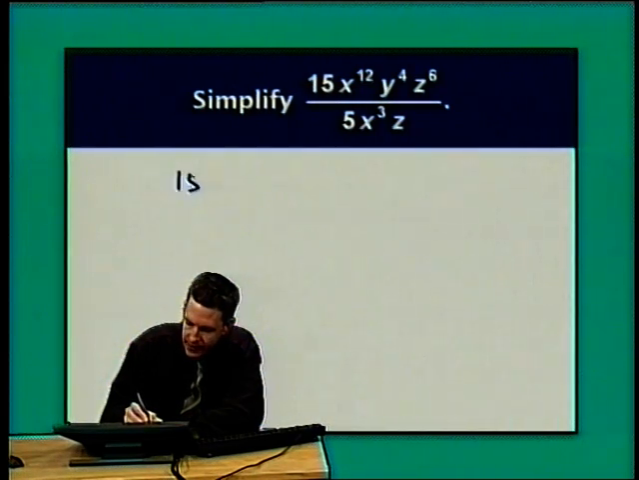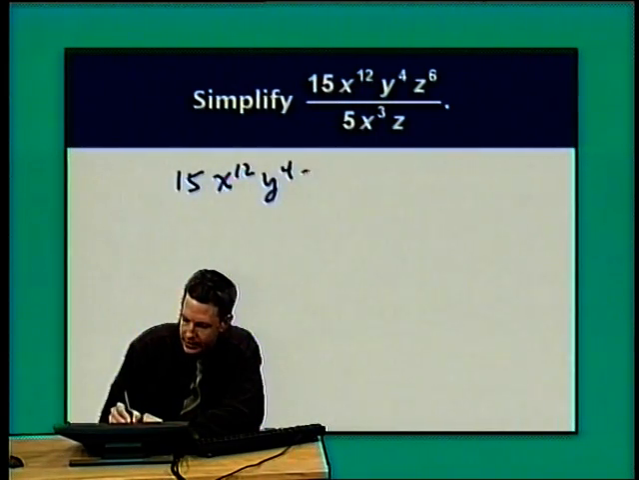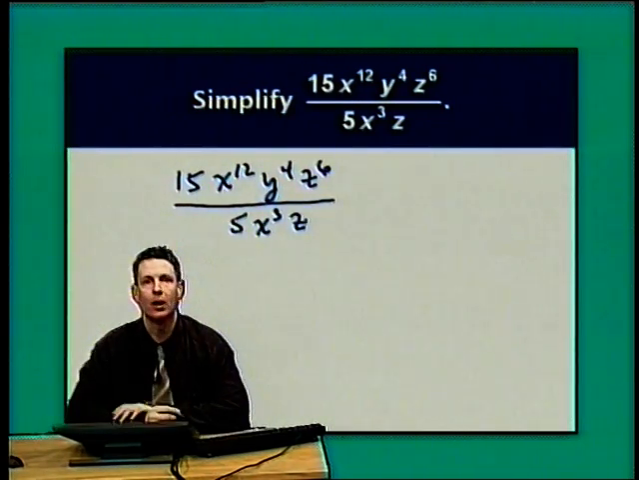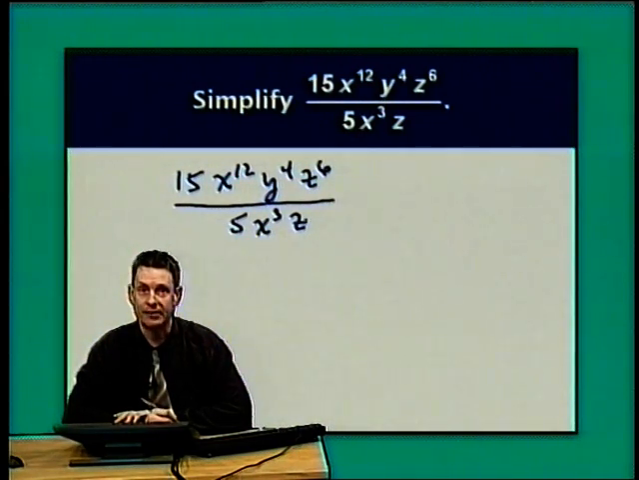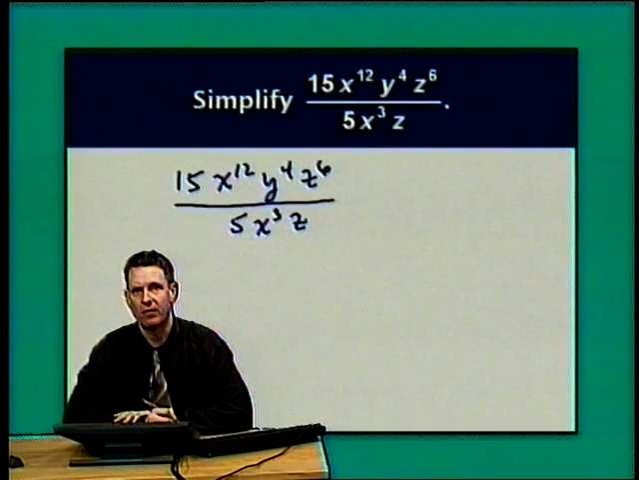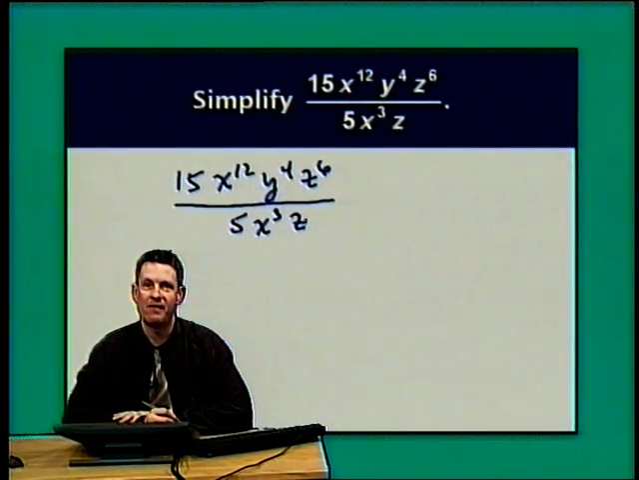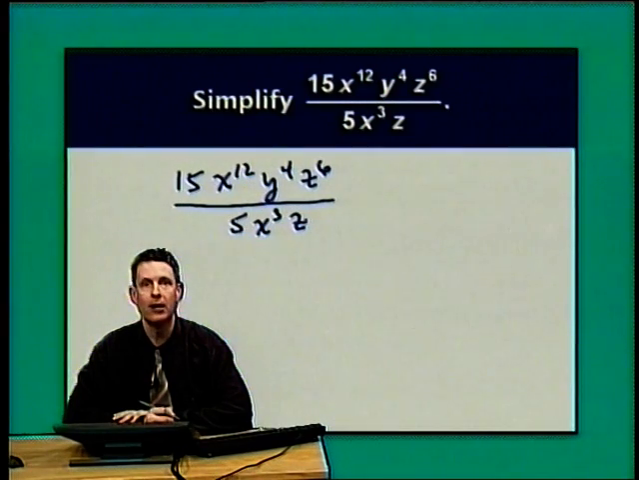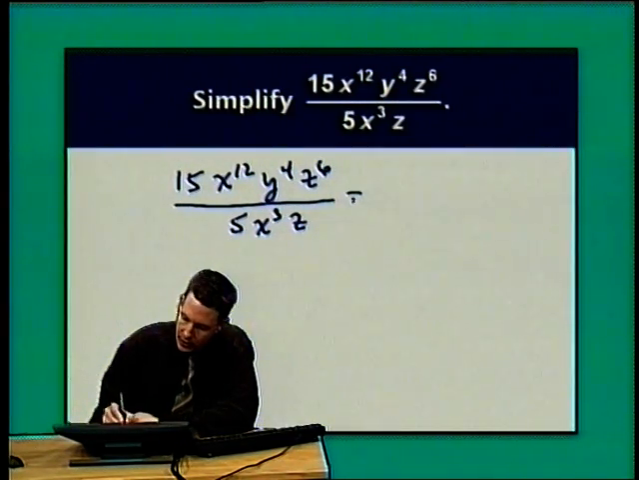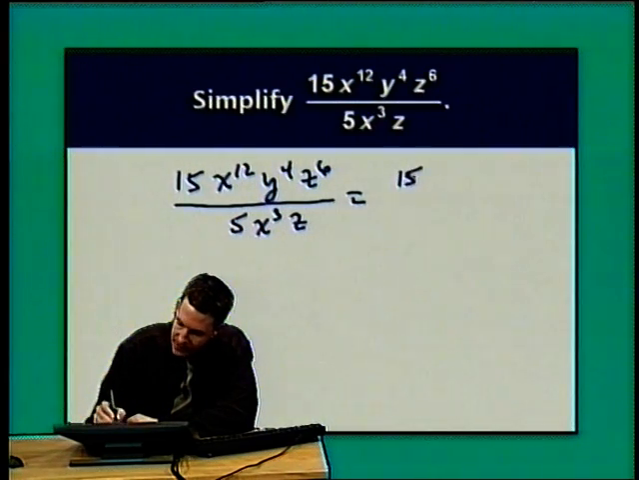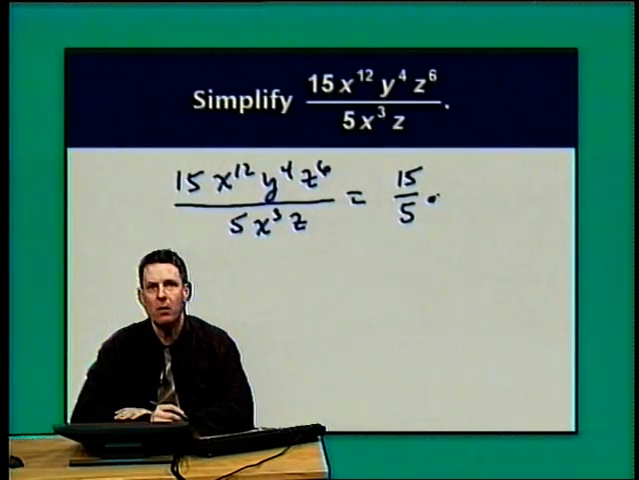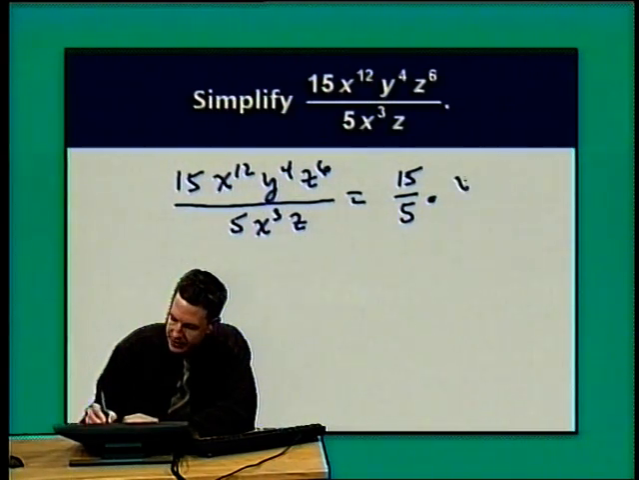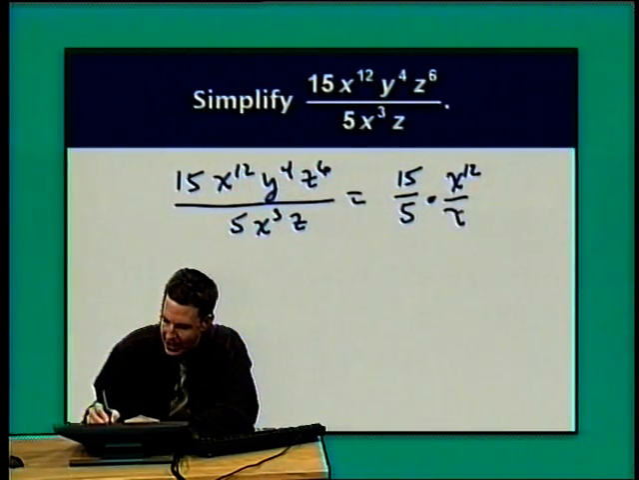We're starting with 15x to the 12th, y to the 4th, z to the 6th, and we're dividing that by 5x cubed z. The first step in the simplification process is to break this up into the product of several fractions. We want to pair the variable factors in the numerator with the similar lettered variable factors in the denominator, and we also want to pair the coefficient from the numerator with the coefficient in the denominator. So our coefficients are going to be 15 over 5. Now we want to multiply that by our x fraction. That's going to be x to the 12th divided by x cubed.